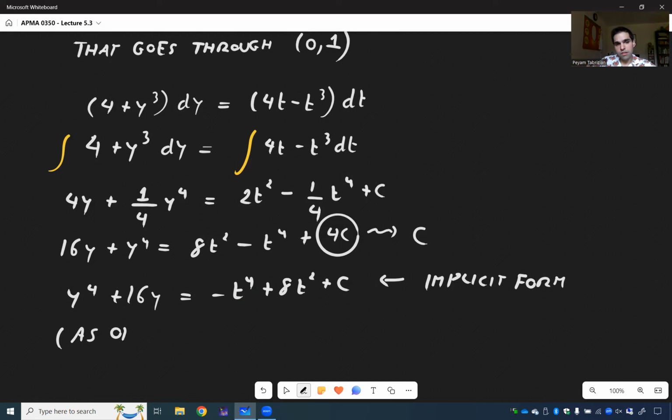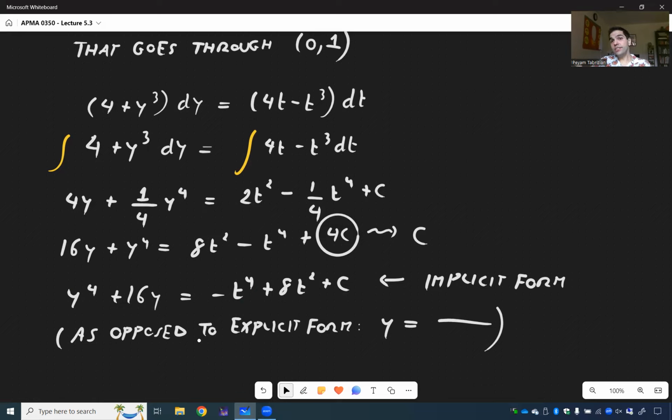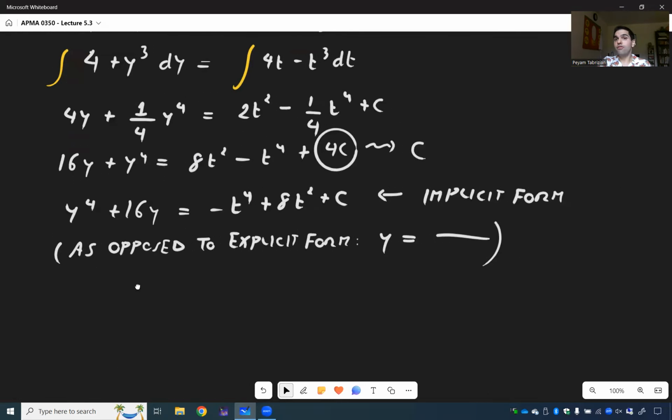So as opposed to explicit form, which would be y equals something, but which is okay in our problem, because that will still allow us to draw the curve and everything and get info about our equation. But of course, we're not quite done.